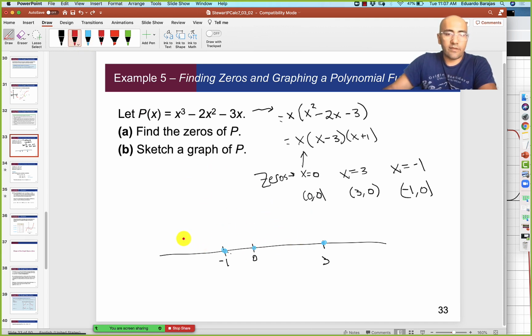Grab a test point in each one of these regions. A test point there, a test point there, a test point over here, and a test point over there. And all you want to know is if the graph is positive or negative there. So let's just pick some easy ones. Why not? As easy as they can get.